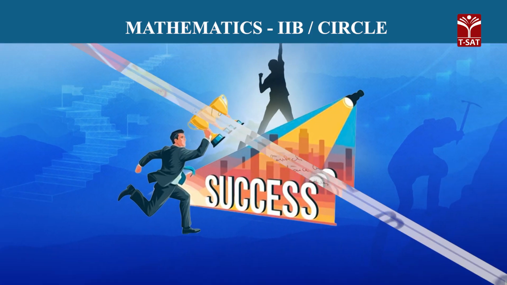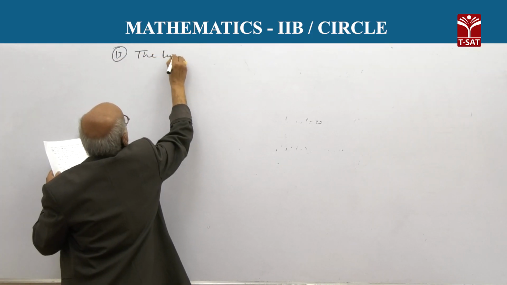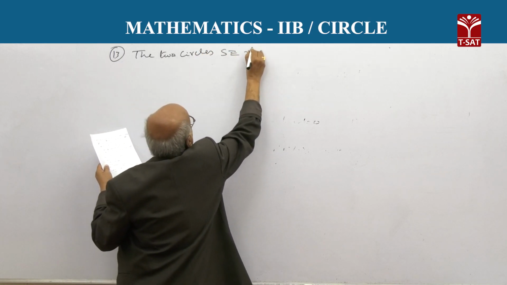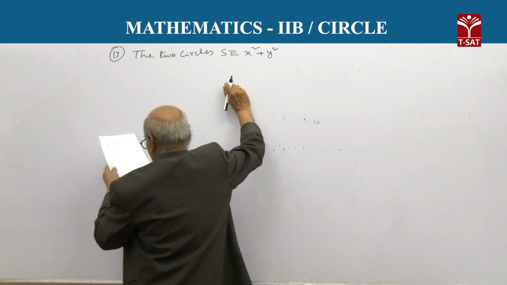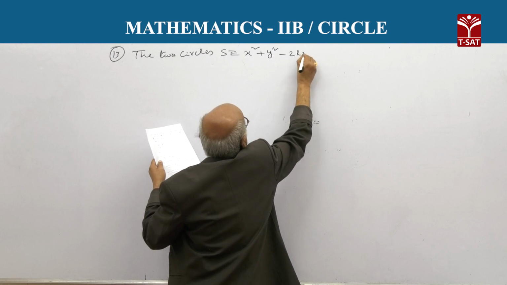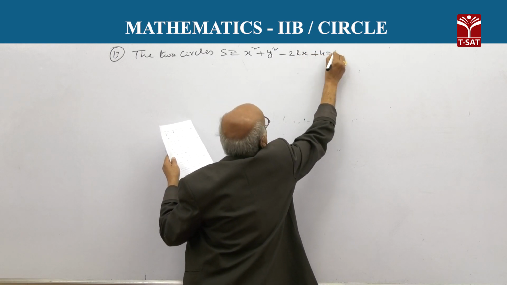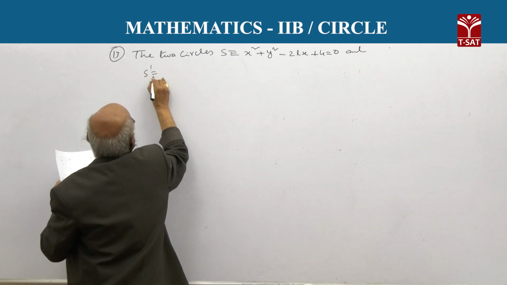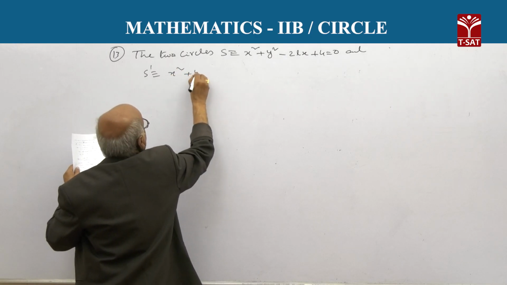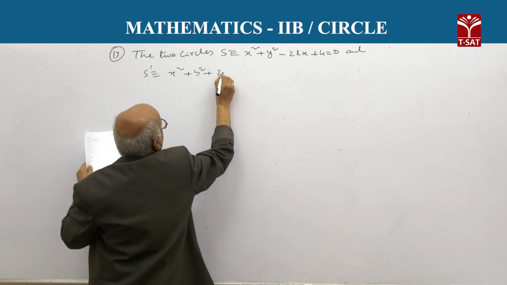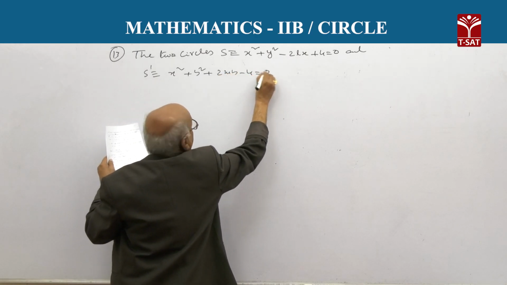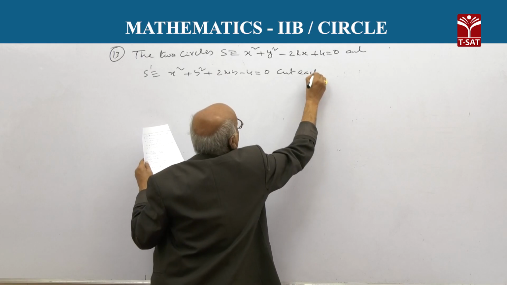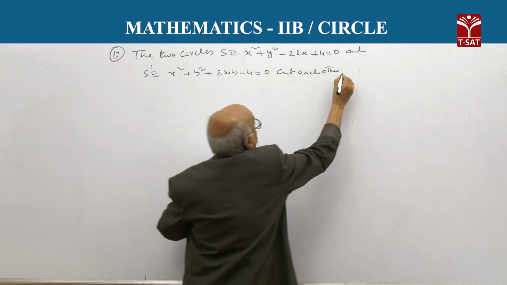The two circles S = x² + y² − 2lx + 4 = 0 and S' = x² + y² + 2my − 4 = 0 cut each other orthogonally.